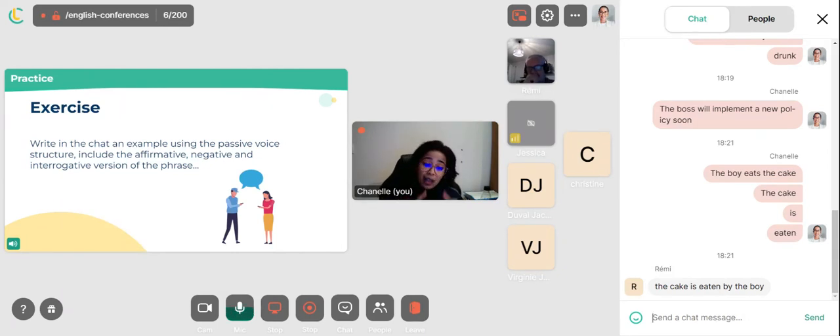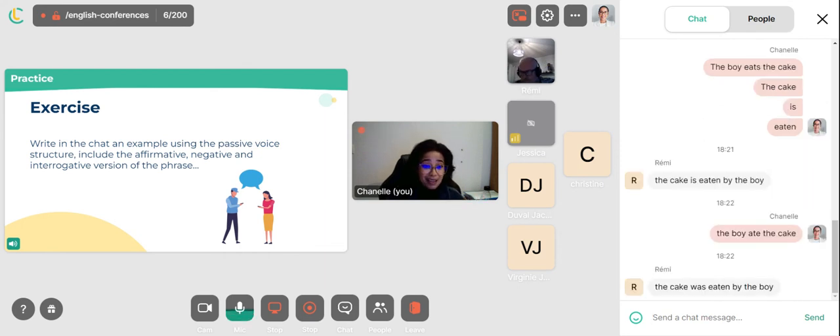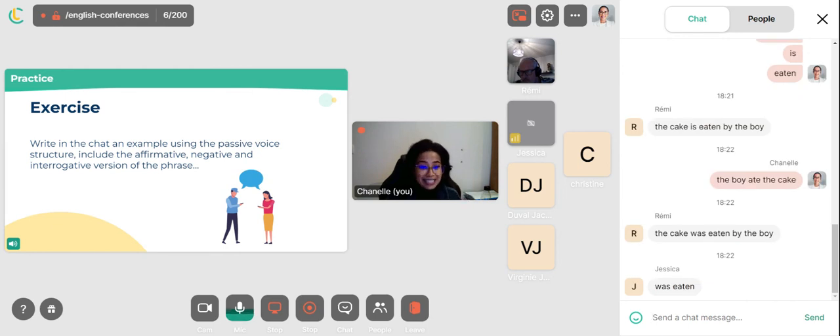Remember that if I change my tense, if I say, the boy ate the cake, how will it change? So, Remy, Christine, can you give us an example? Virginie, in the chat, how will it change? Because now ate is the passé simple. Lovely. The cake was eaten by the boy. Beautiful. And let's try one more.